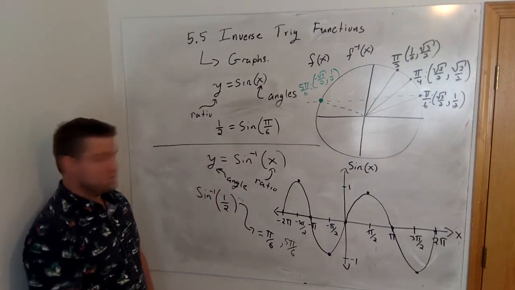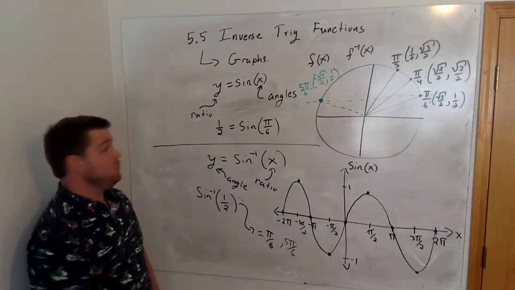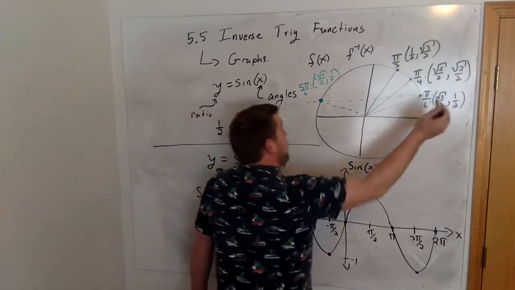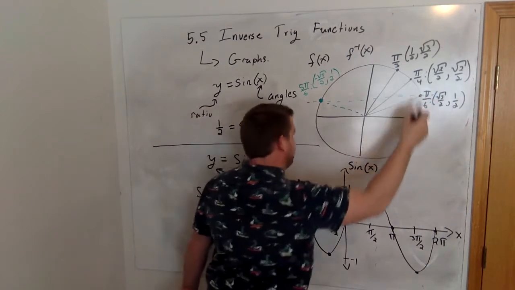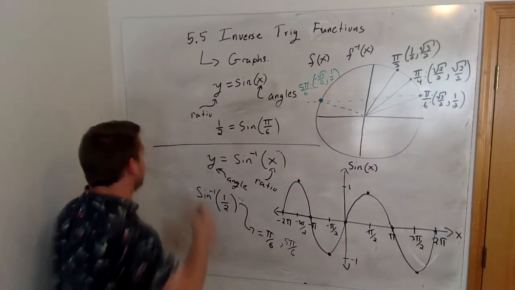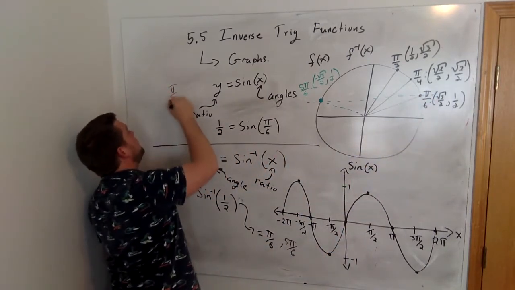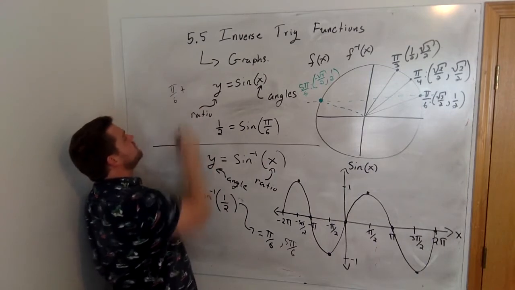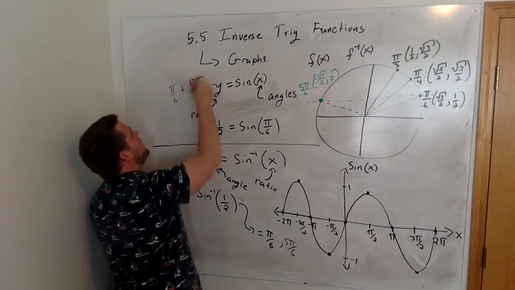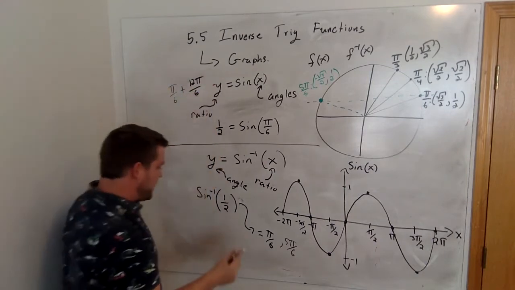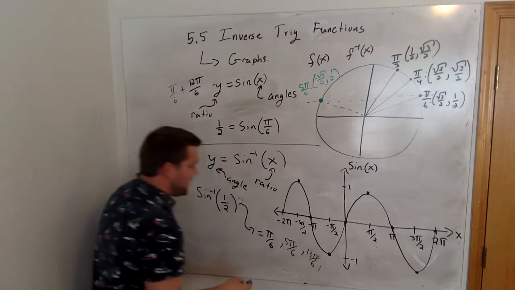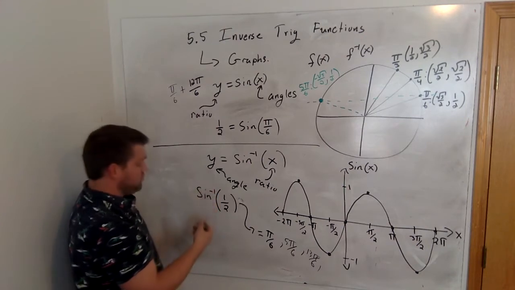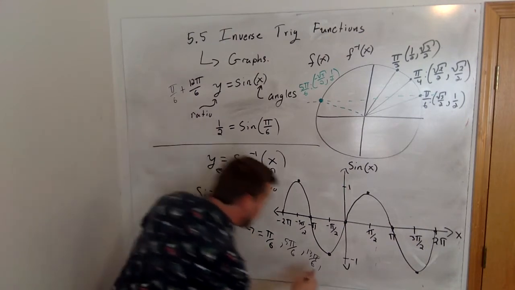Is there only 2? No! What if I add 2 pi to pi over 6? I could just go around the circle again. So what's another one? What's pi over 6 plus 2 pi? Let's write 2 pi as 12 pi over 6. That's 13 pi over 6. And 5 pi over 6 plus 2 pi is 17 pi over 6.